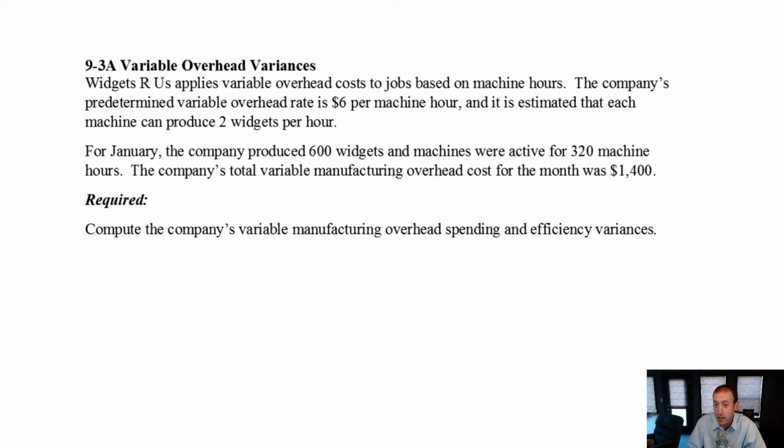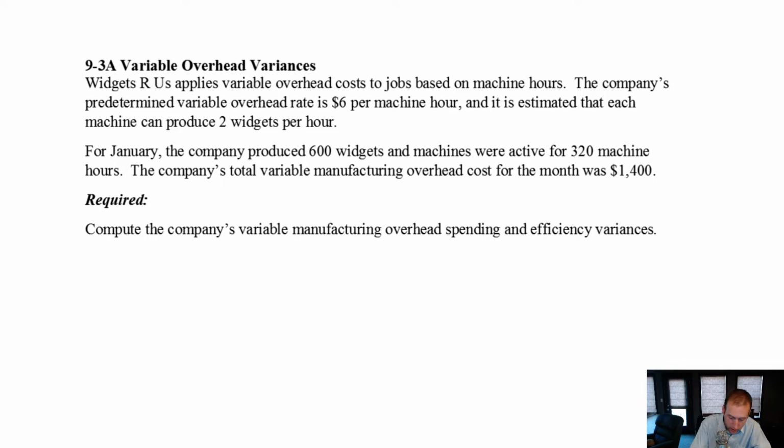Let's move on and examine problem 9.3a, a variable overhead variance problem. Variable overhead variances are very similar to labor variances in how they're laid out, and actually often very similar to labor variances because often variable overhead is driven by labor hours. Now, it's not in this question, but you'll often find that there's a real correlation. If you have a favorable labor variance, you often have a favorable overhead variance, and the reason is because they're based on the same thing, labor hours.